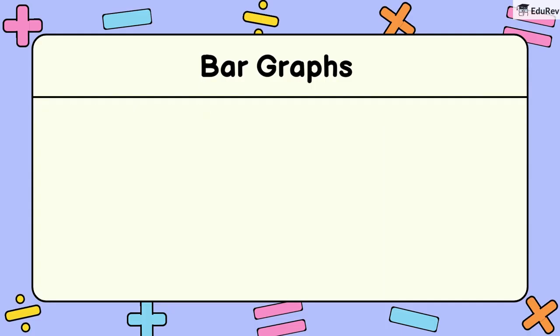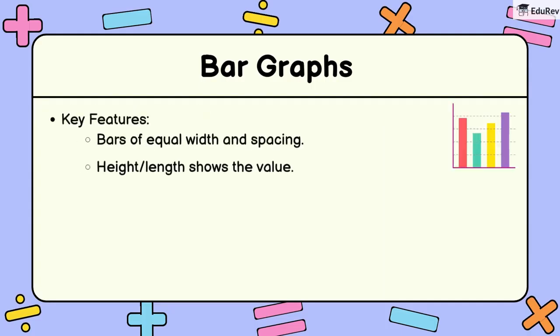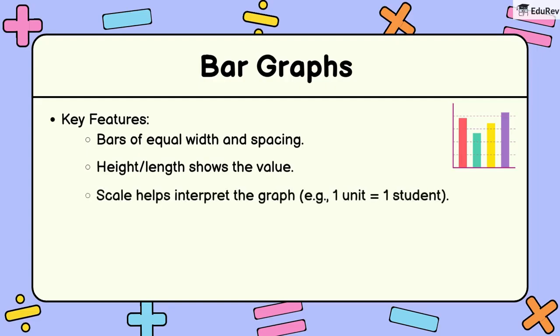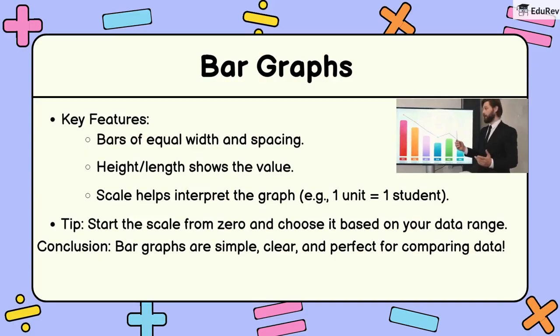Key features of bar graphs include bars of equal width and spacing, and the height or length shows the value. A scale helps interpret the graph. For example, 1 unit could equal 1 student. It's a good idea to start the scale from 0 and choose it based on your data range. In conclusion, bar graphs are simple, clear, and perfect for comparing data.